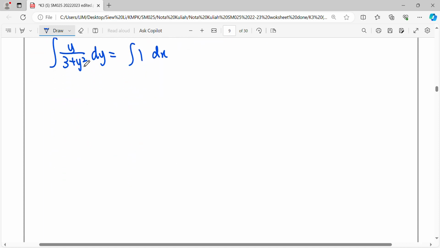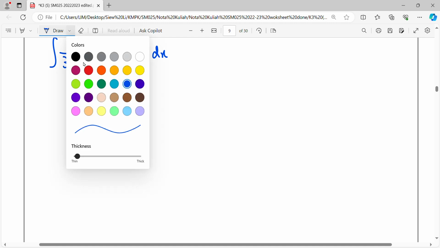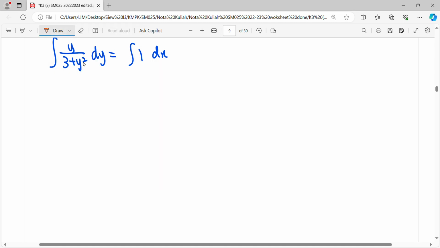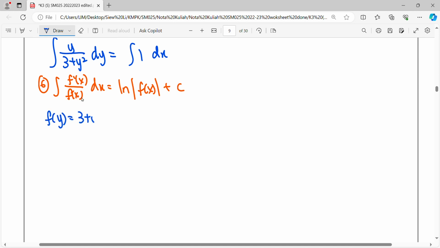To integrate this, where our denominator is not linear, we can use formula number 6, the special form, where the integral of f prime x over f x, dx, brings you back to ln f x plus c. So let us see our integration here. Do we have the pattern? The denominator function in terms of y is 3 plus y squared, and when we differentiate this with respect to y, we get 2y.